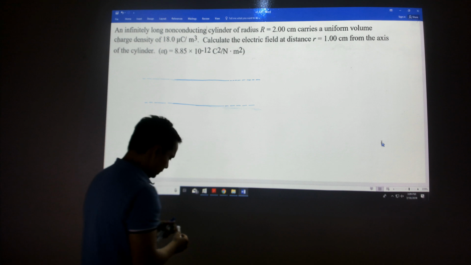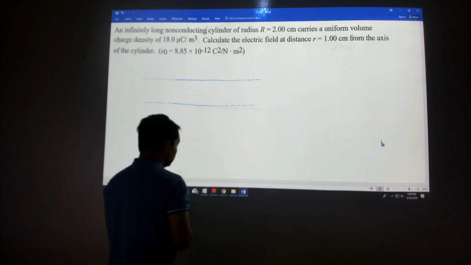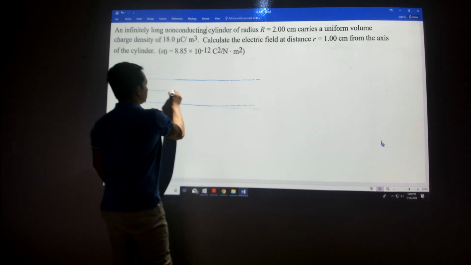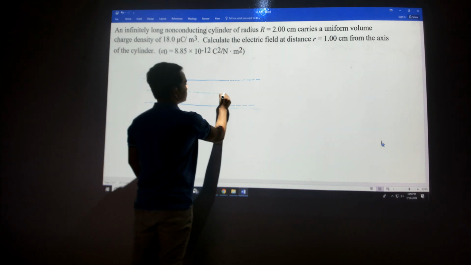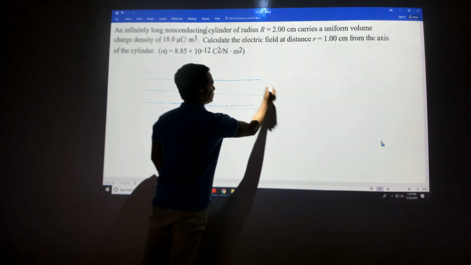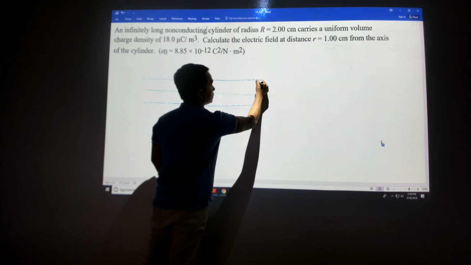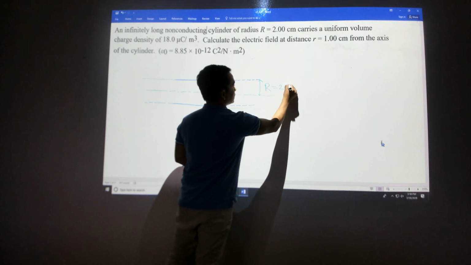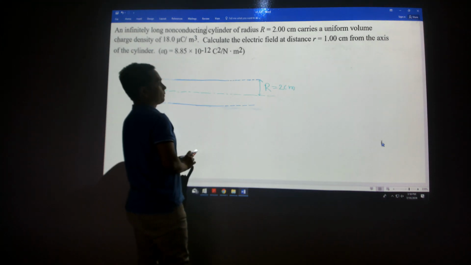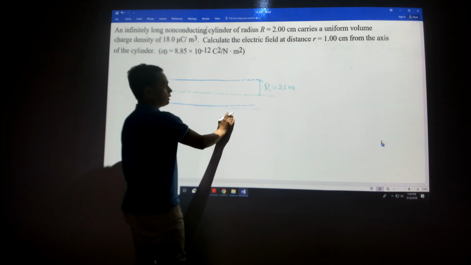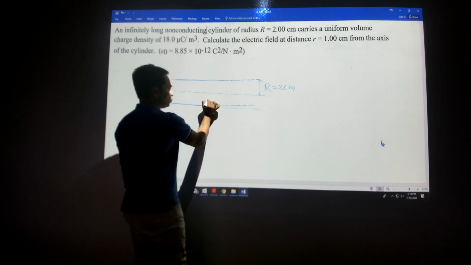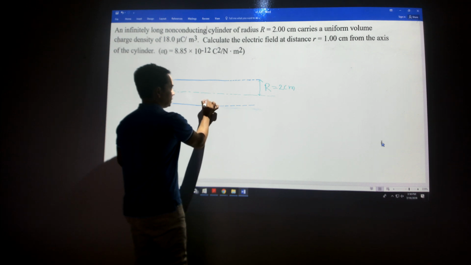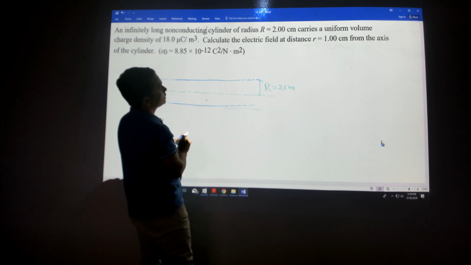The radius of the cylinder is 2 centimeter. This is the center line. So this distance is 2 centimeter, the radius R is 2 centimeter. And now we have to find out the electric field at a distance of 1 centimeter from this point. Let's say 1 centimeter. At this point you have to find out the electric field.